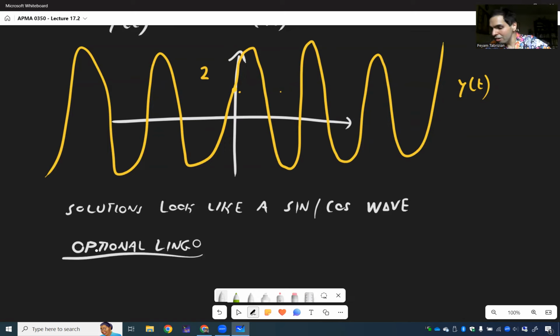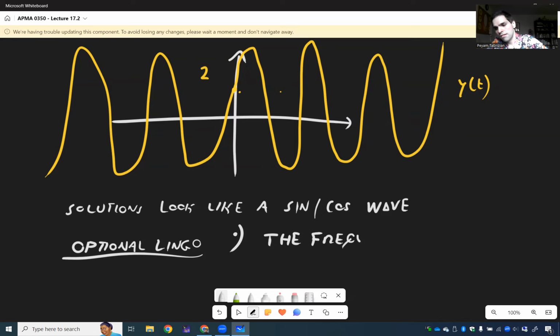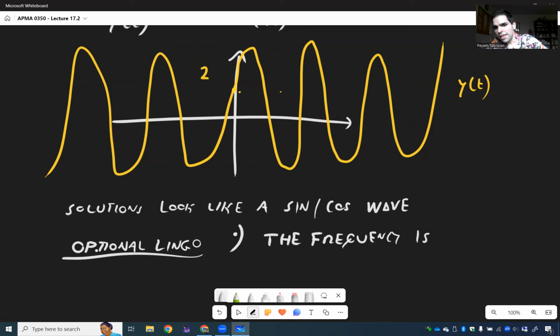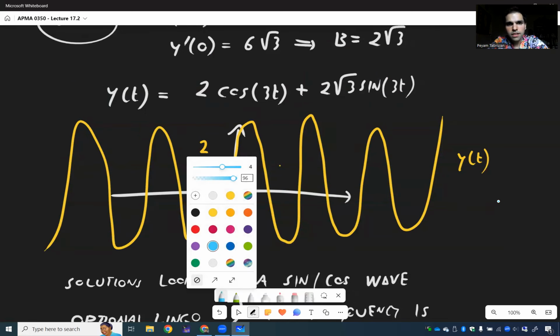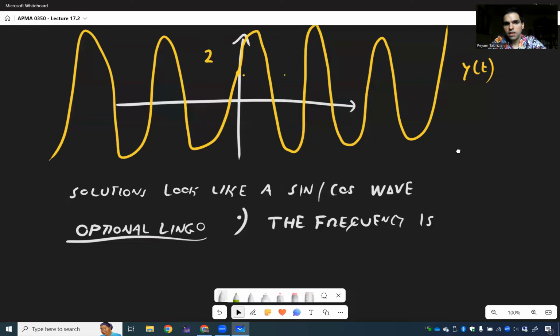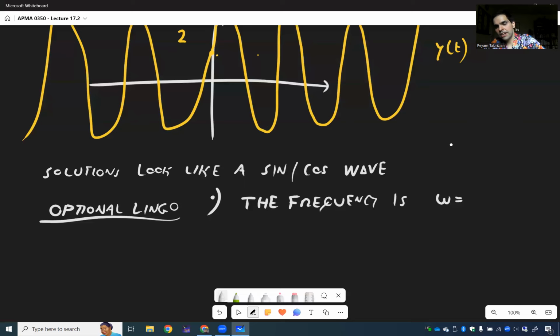So optional lingo, first of all, the frequency of the wave is the stuff inside the cosine. Notice we have cosine 3t. So this 3, that's what we call the frequency. Omega equals 3, the 3 in cosine 3t.